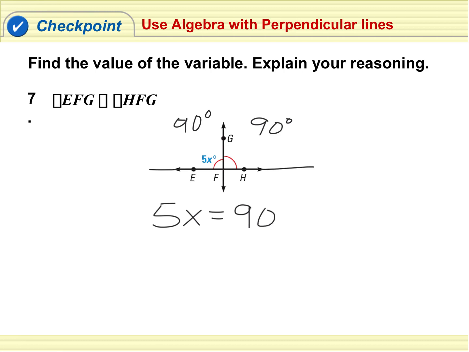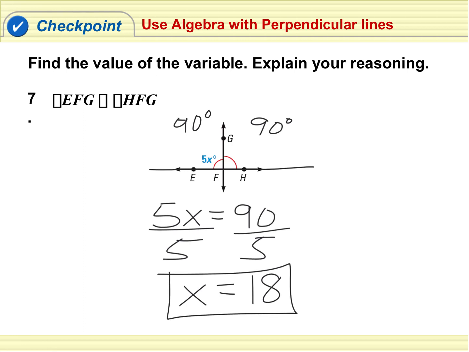So what's our last step? Divide by 5. Correct? What is it? Is x equal to 18? Type it in a calculator. It's 18. Blaze, you're the winner.